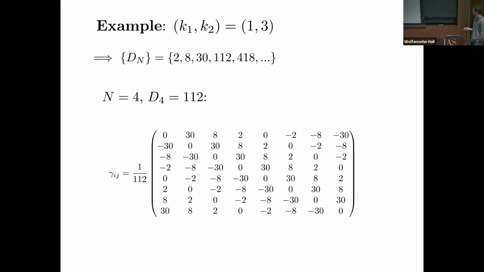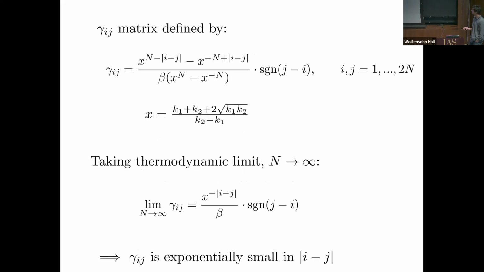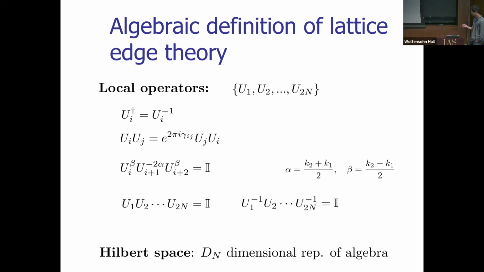Maybe I should just make this one comment. It may look really mysterious and complicated, but there's a special case where things simplify a lot and become familiar. If you take the case where K1 equals K2, that's a particular kind of type 1 phase, and you work out all these things, you find the UIs have a completely local commutation algebra, and it becomes very similar to basically the toric code case, just written in an algebraic language.